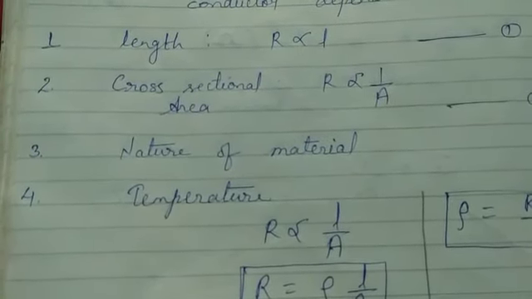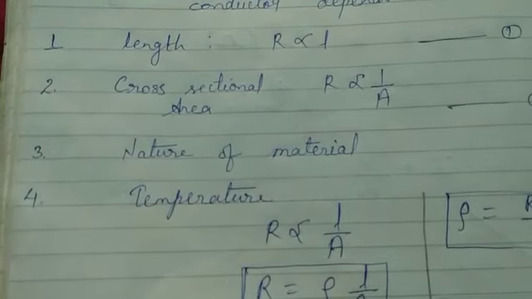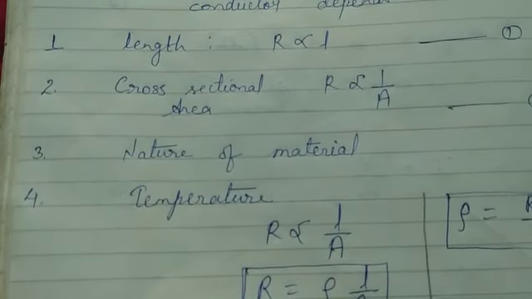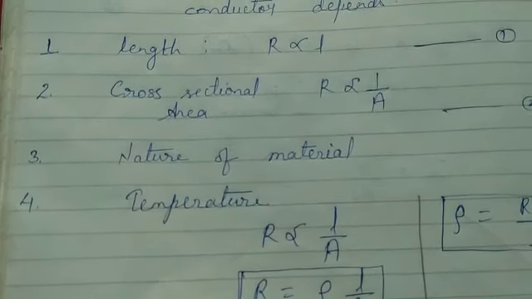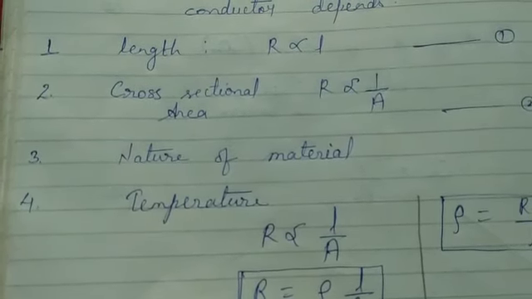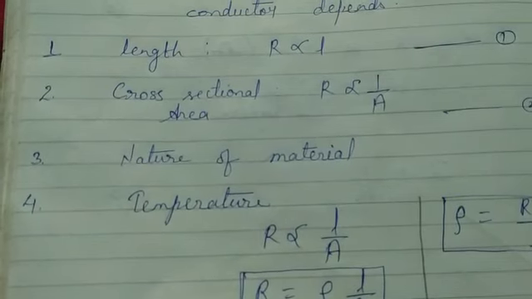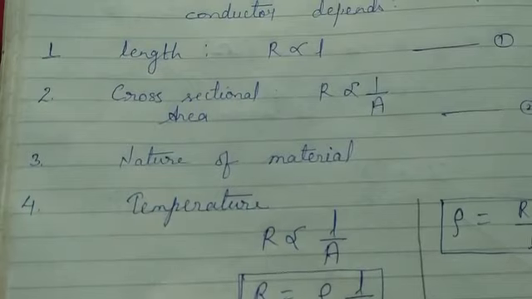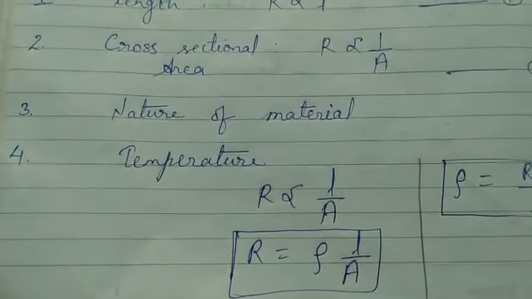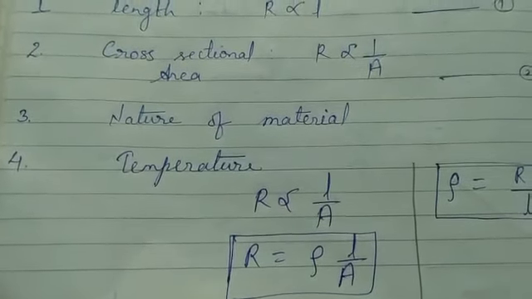As we increase the temperature, resistance increases. In Ohm's law also we have seen that if we want current and voltage to be linear with each other, the temperature should be constant. But if temperature varies, the resistance will also vary with it.